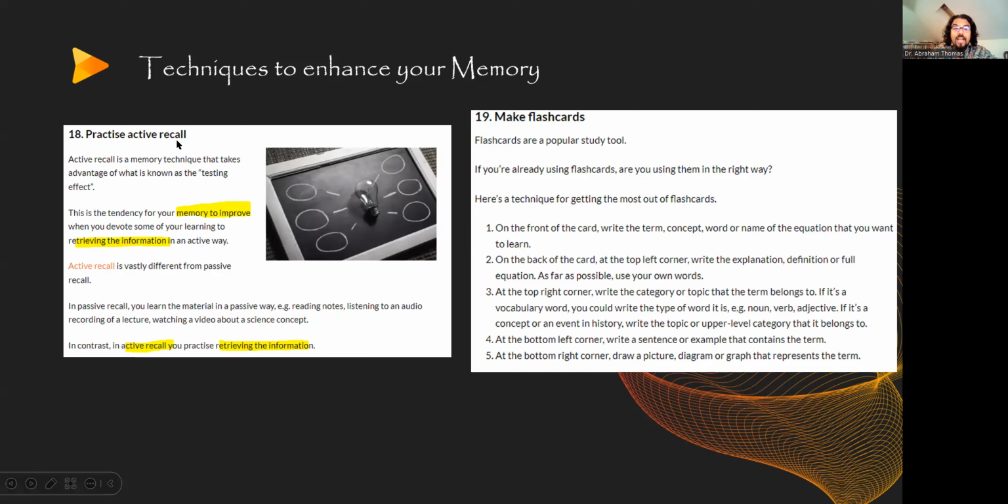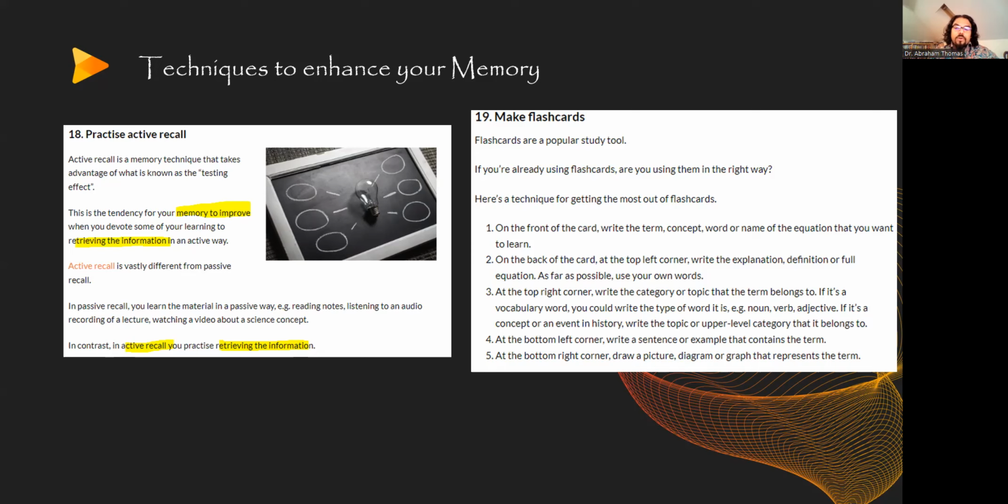Next, we have practicing active recall. I obviously mentioned spaced repetition. Active recall is also known as the testing effect. This is a tendency for your memory to improve when you devote some of your learning to retrieving the information in an active way. It's very different from passive recall. In passive recall, we're learning by reading notes, listening to audio, watching a video about a science concept, just like this. But in contrast, in active recall, you practice retrieving the information.